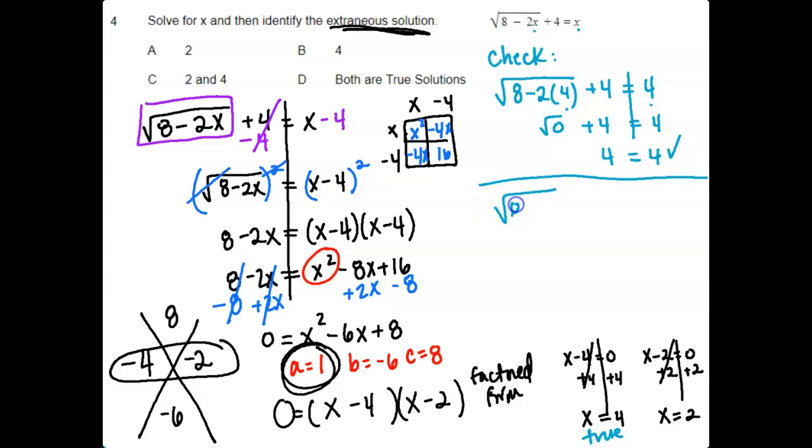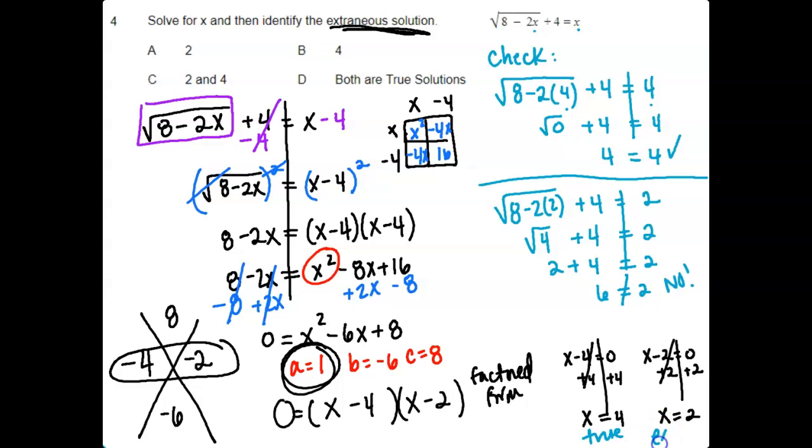All right, let's do 2. So the square root of 8 minus 2 times 2 plus 4 is equal to 2. Again, making sure we plug in 2 for both values of x. All right, 2 times 2, so it's going to be 8 minus 4. So 8 minus 4 is obviously 4. So the square root of 4 plus 4 is equal to 2. This is already not looking good because the square root of 4 is 2. 2 plus 4 is definitely not 2 because that's 6 is equal to 2. No. So this one is the extraneous one.